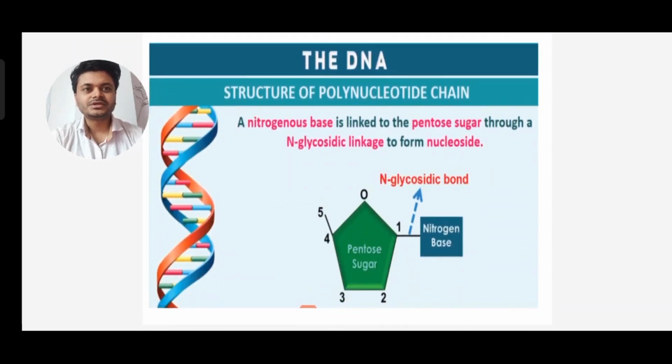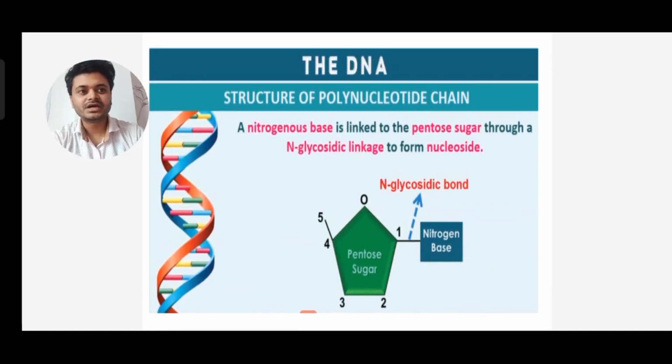You can see the structure of a polynucleotide chain, that is DNA. A nitrogen base is linked to the pentose sugar through an N-glycosidic linkage to form a nucleoside. When the pentose sugar is attached with the nitrogen base, that bond is the N-glycosidic bond, attached at carbon 1.